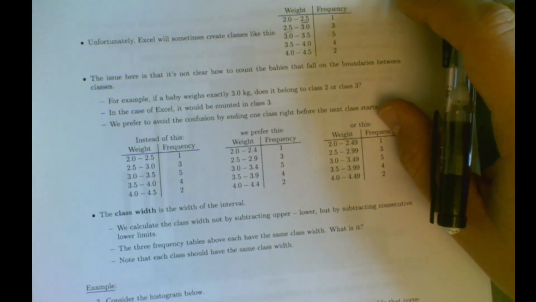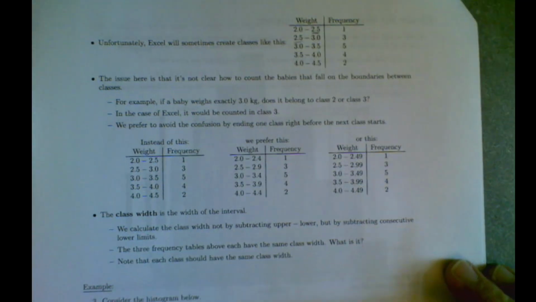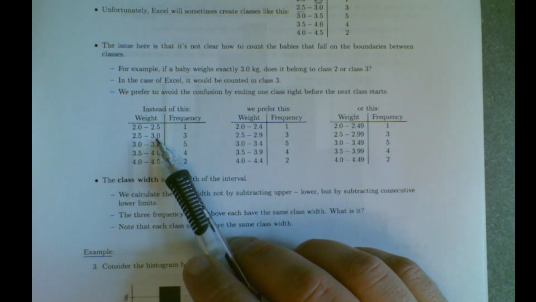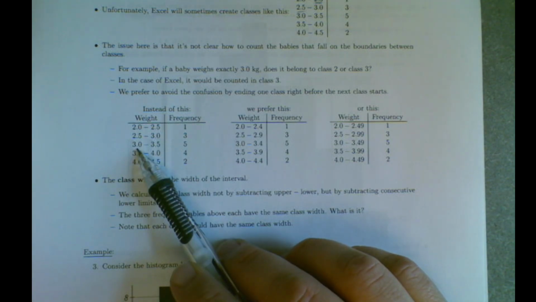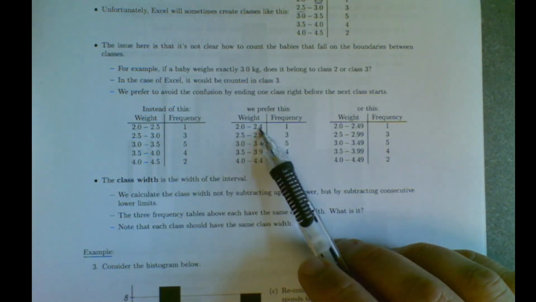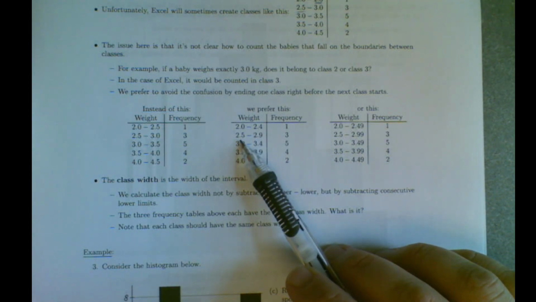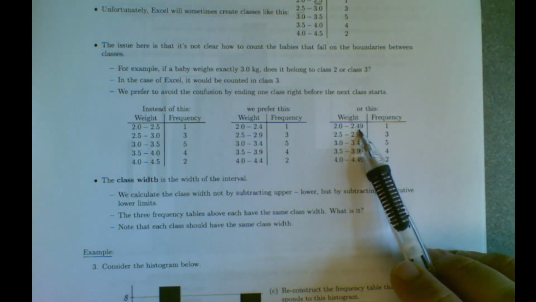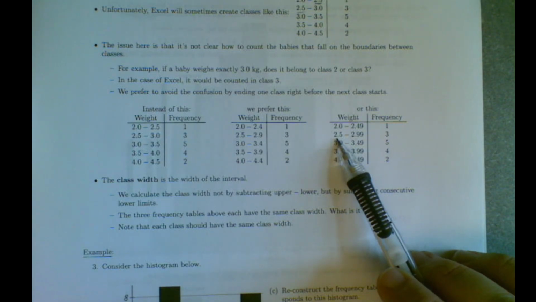And so what I prefer, and what is generally preferred in most statistics that I've seen, is instead of ending our first class in the same place where we start our second class, we'll end the first class right before where we start the second class. So we'll end the first class at 2.4 and then start the second class at 2.5. Or you could write it this way and say the first class is going to go from 2.0 to 2.49, and then the next class will start at 2.5. It's still clear in this case that 2.5 belongs in the second class.